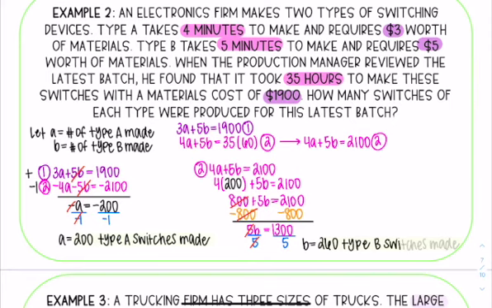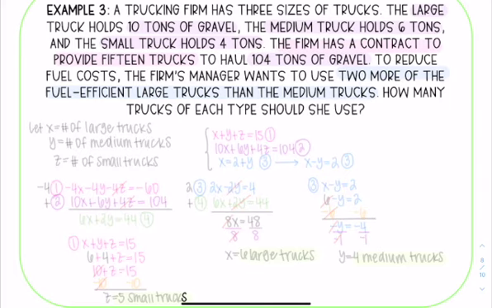Let's try another one. A trucking firm has 3 sizes of trucks. The large truck holds 10 tons of gravel, the medium truck holds 6 tons, and the small truck holds 4 tons. The firm has a contract to provide 15 trucks to haul 104 tons of gravel. To reduce fuel costs, the firm's manager wants to use 2 more of the fuel-efficient large trucks than the medium trucks. How many trucks of each type should she use?